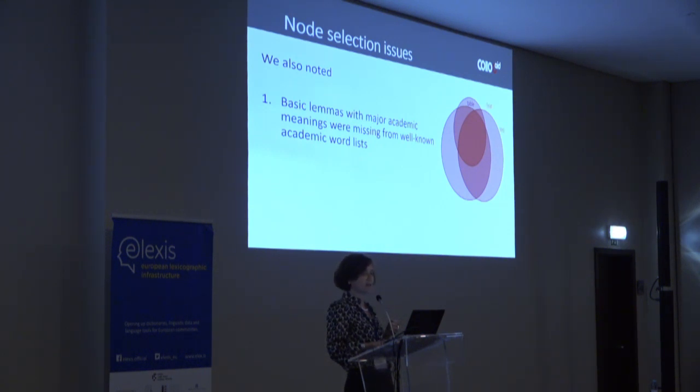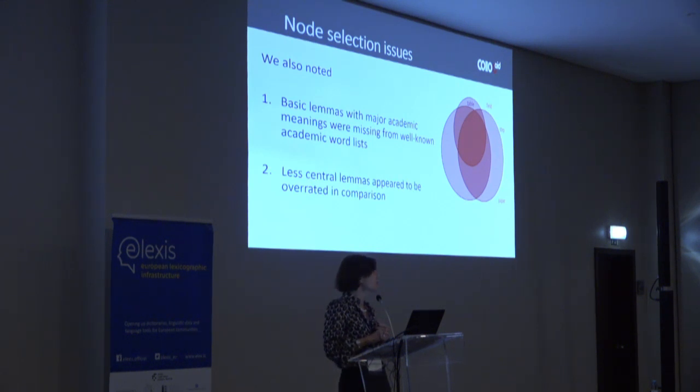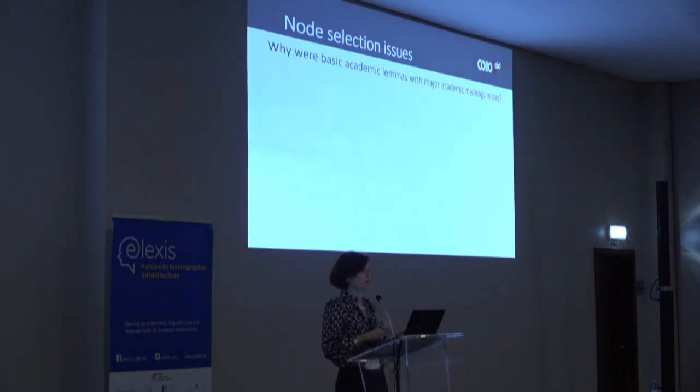But here's field, step, paper, all outside the 3 lists. And we also noted that less central lemmas appear to be overrated in comparison. So why is application there and not paper, field, step, and code? So why were basic academic lemmas missing?